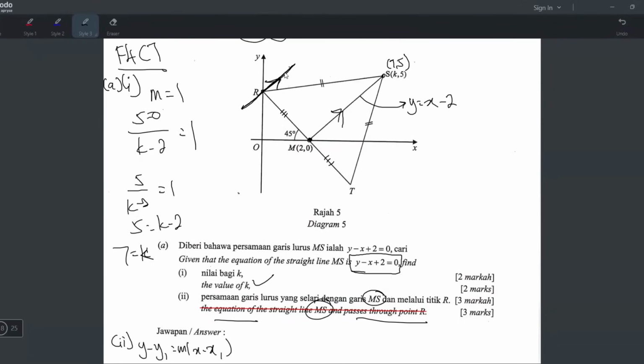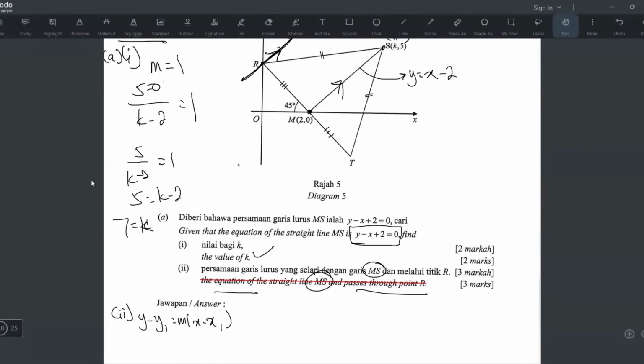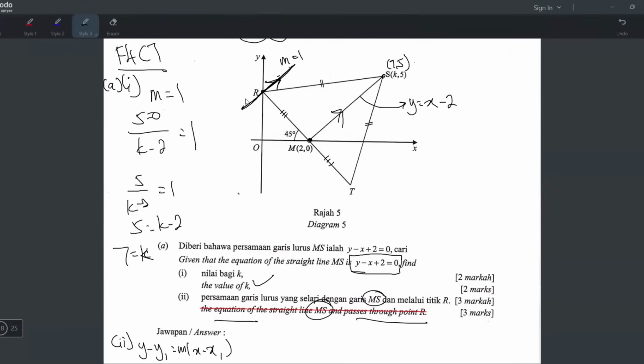Okay, how do you find this? First of all, we know the gradient will be 1 also, because it's parallel to this line. But if you want to use this formula, you still need one more piece of information, which is the point it passes through. You need the gradient and the coordinates, and make sure you substitute the point it passes through. And I don't have a point that I can use. Can I find point R? I think that's the only way. But how do you find point R?